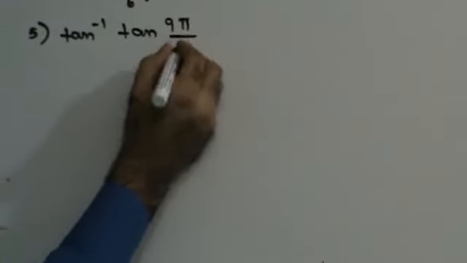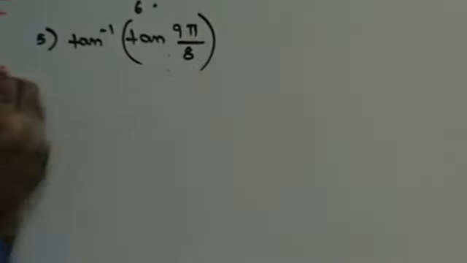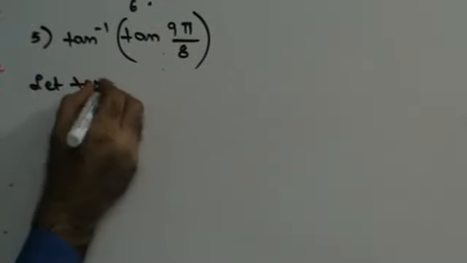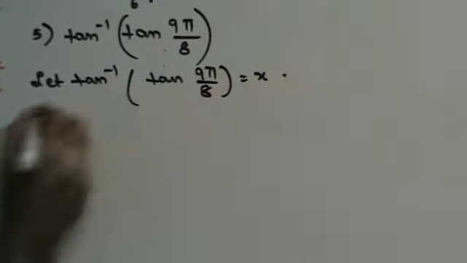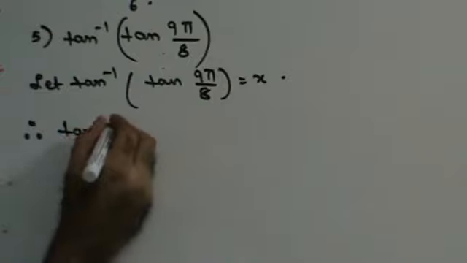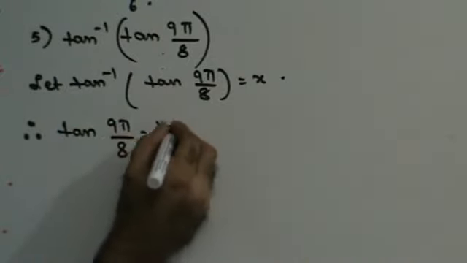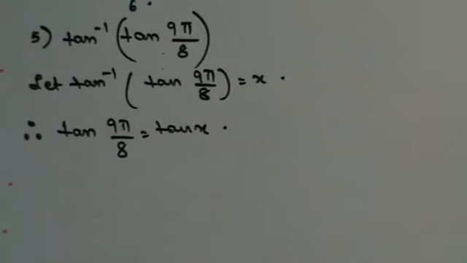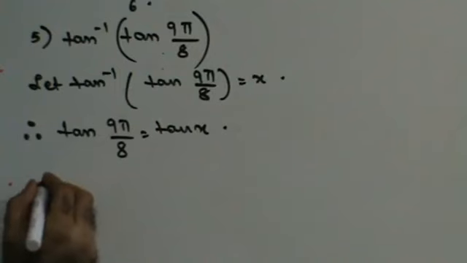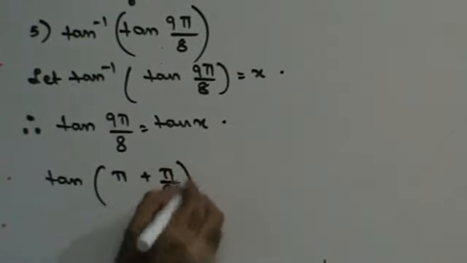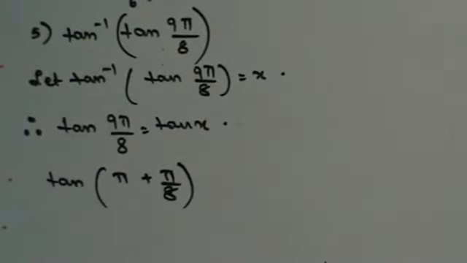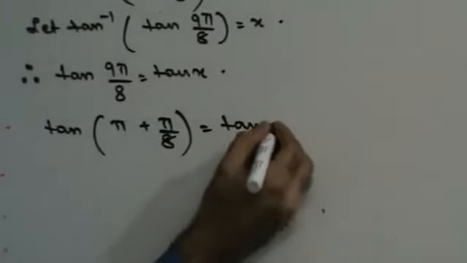Tan inverse of tan 9 pi by 8. Same method. Let tan inverse of tan 9 pi by 8 be equal to x. Therefore, I can say that tan 9 pi by 8 is equal to tan x. Reduce the given angle into its simplest form. 9 pi by 8 can be written as pi plus pi by 8, since 8 pi plus pi will give you 9 pi.